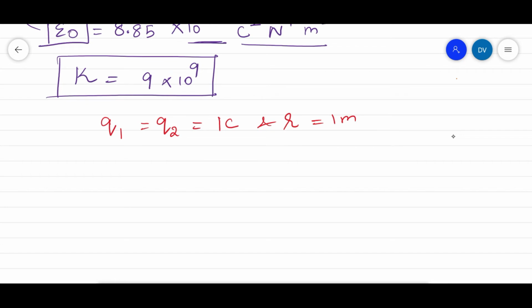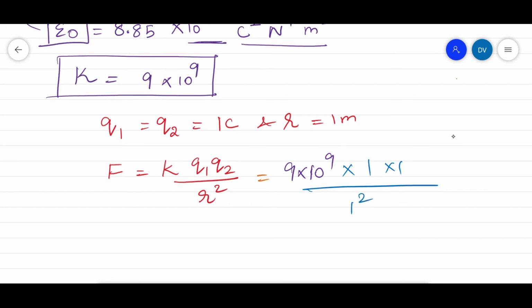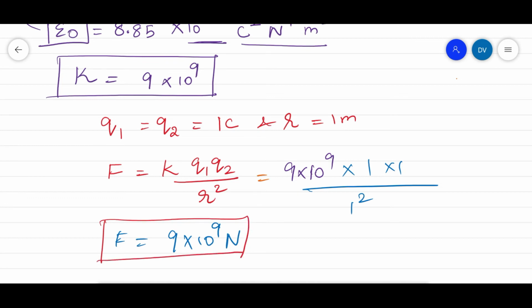If that is the case, what is my formula of Coulomb's law? It is F is equal to K into Q1 Q2 by R square. So I am going to substitute the details here. K is 9 into 10 to the power of 9, and Q1 Q2 is 1 into 1, divided by 1 square. So what is my answer? It is 9 into 10 to the power of 9 Newton. Why are we using Newton here? Because we are discussing force. So it is Newton.